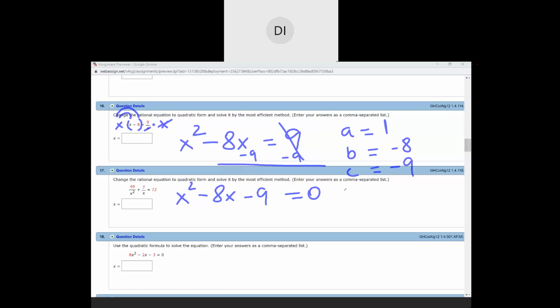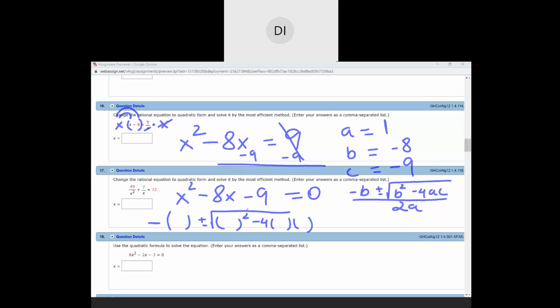So the formula is negative, I'm going to write it here for you, negative b plus minus square root b squared minus 4ac, everything over 2a. That's the formula. So we're going to start plugging in the numbers. So we have negative b, plus minus, then you have b squared minus 4a and c, and everything over 2a.